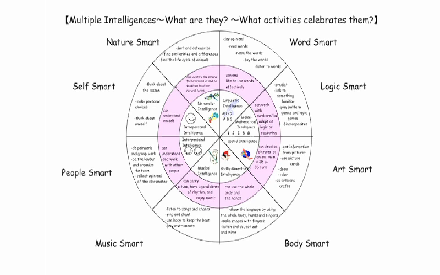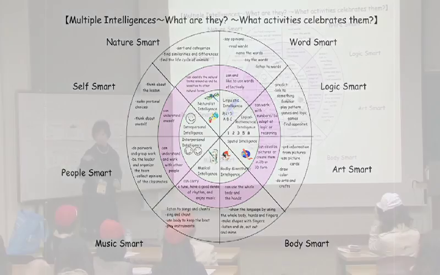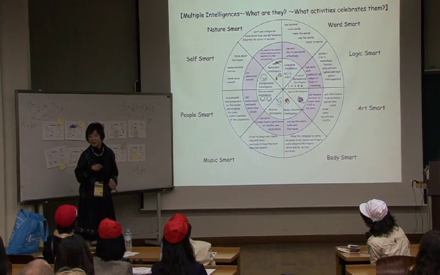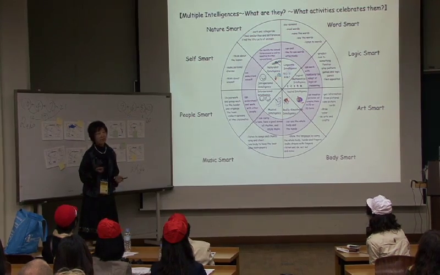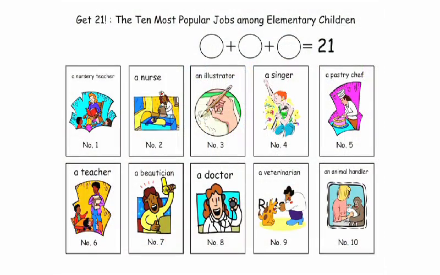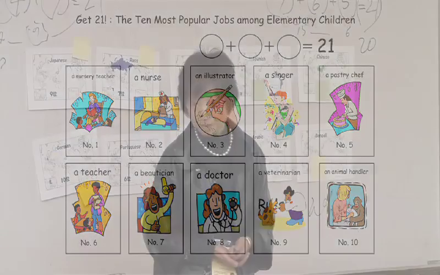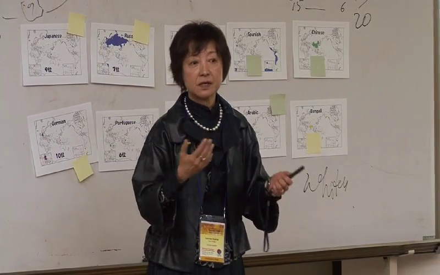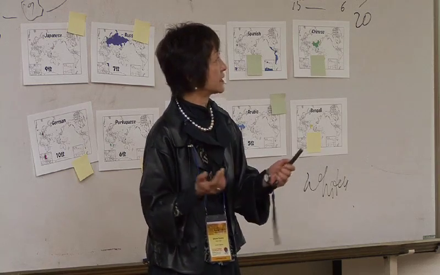So remember my big disaster lesson plan? If I knew what I know now, I would be conducting Get 21 using 10 most popular occupations among children. And it will be not just language-based, but it will be content-based, and we will talk about which occupations are popular and why, and things like that.